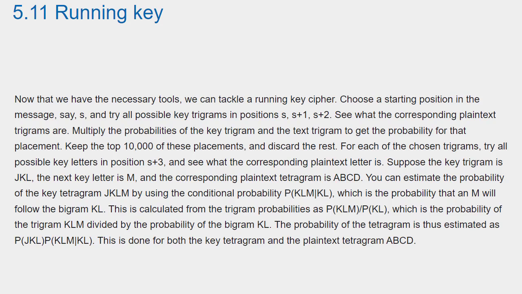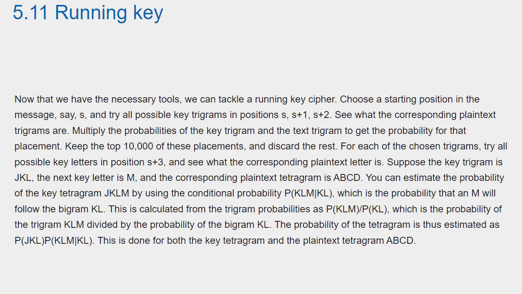Now that we have the necessary tools, we can tackle a running key cipher. Choose a starting position in the message, say S, and try all possible key trigrams in positions S, S+1, S+2. See what the corresponding plain text trigrams are. Multiply the probabilities of the key trigram and the text trigram to get the probability for that placement. Keep the top 10,000 of these placements and discard the rest.